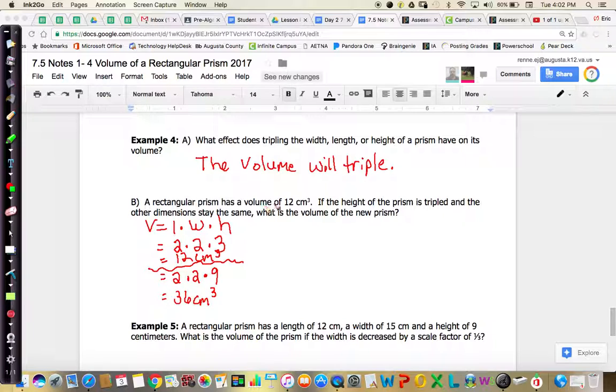So watch. If the original is 12, and I know if I triple the height, it triples the volume, then all I need to do is take 12 centimeters cubed times 3, because if I triple the height, it triples the volume. So 12 times 3 is 36 centimeters cubed. Now you might say, why did I do this when this way is so much easier? I wanted to show you this way so that you could see where it came from. And this is actually the proof behind this answer. Okay, so let's look at example number 5.